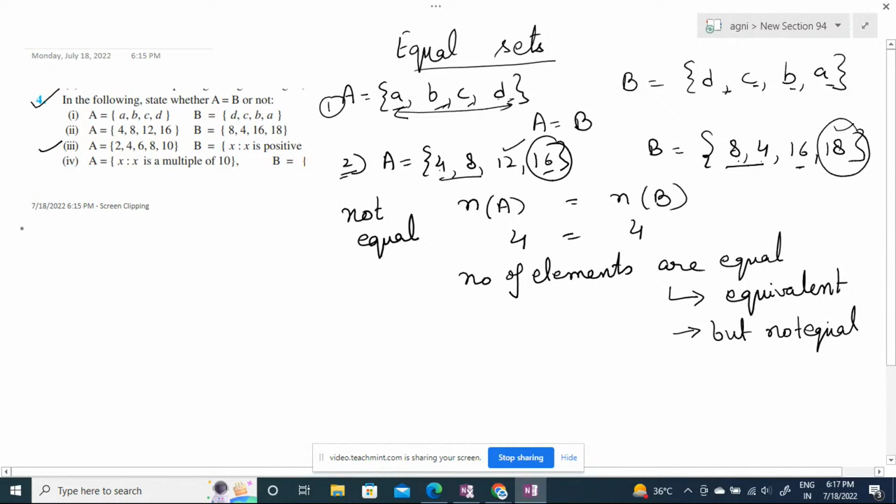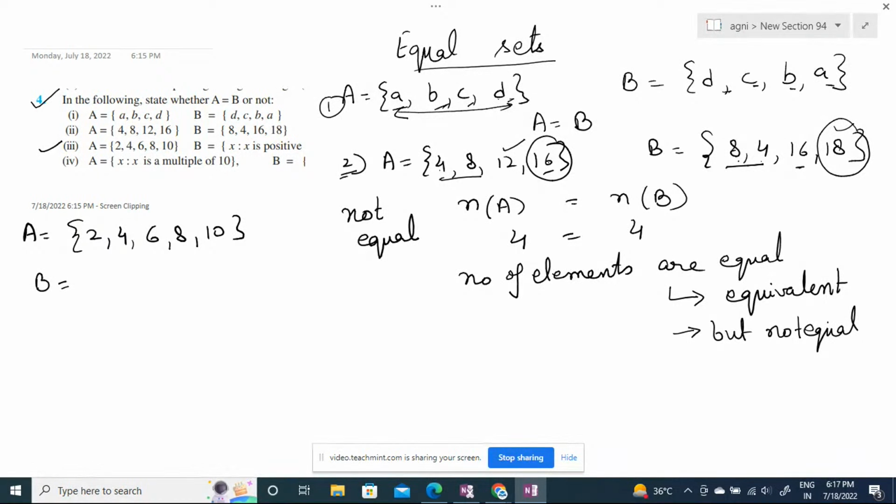Now third one, A is equal to 2, 4, 6, 8 and 10. And the second set we have B is equal to a positive set of integers less than or equal to 10. It is a positive set of even integers. Positive set of even integers less than or equal to 10.